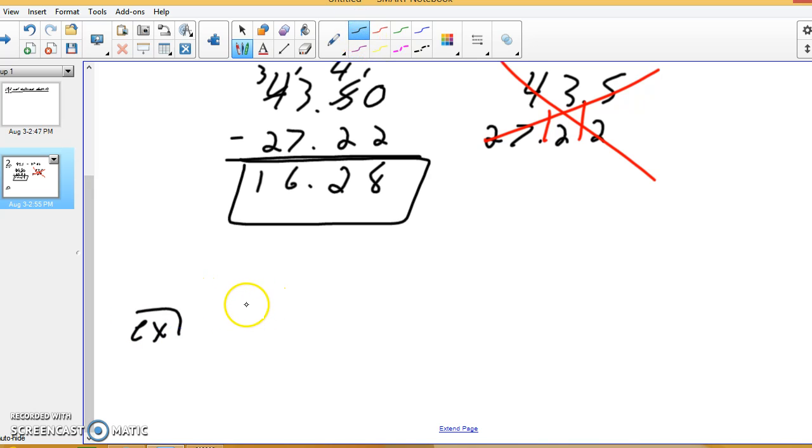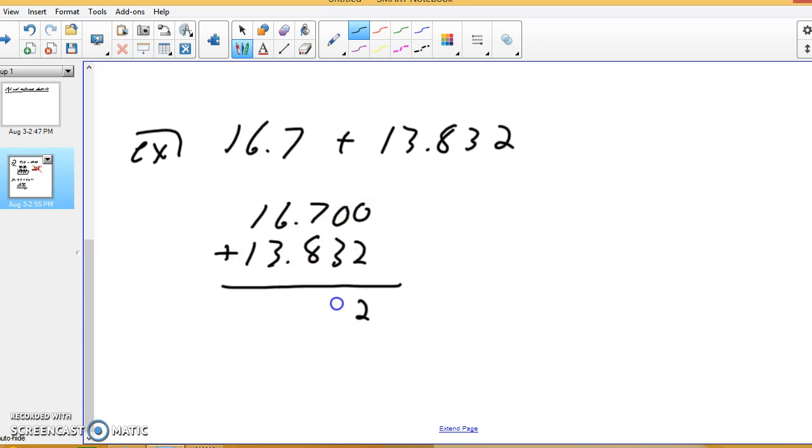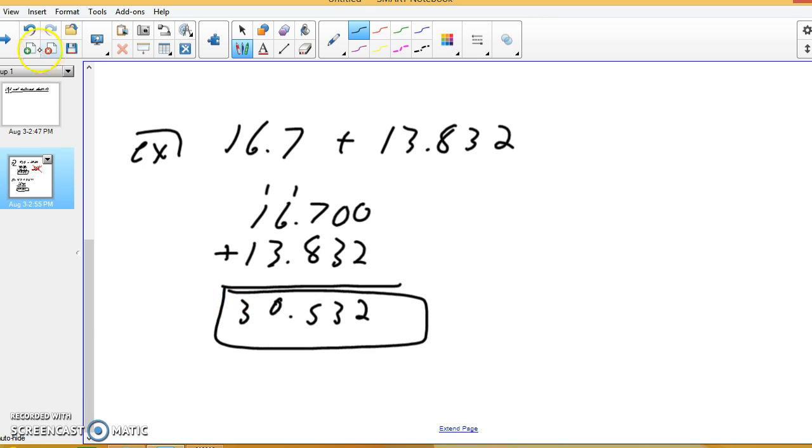Same thing would be for addition. Say we have 16.7 plus 13.832. Again, we have to be sure to line up the decimal places and now insert our placeholder zeros. Now we just simply add, and then be sure to drop the decimal place in the correct spot.